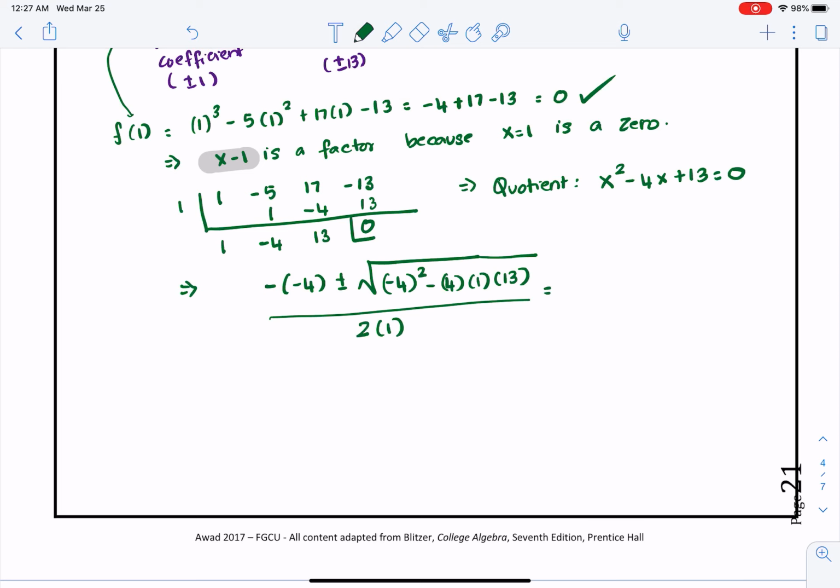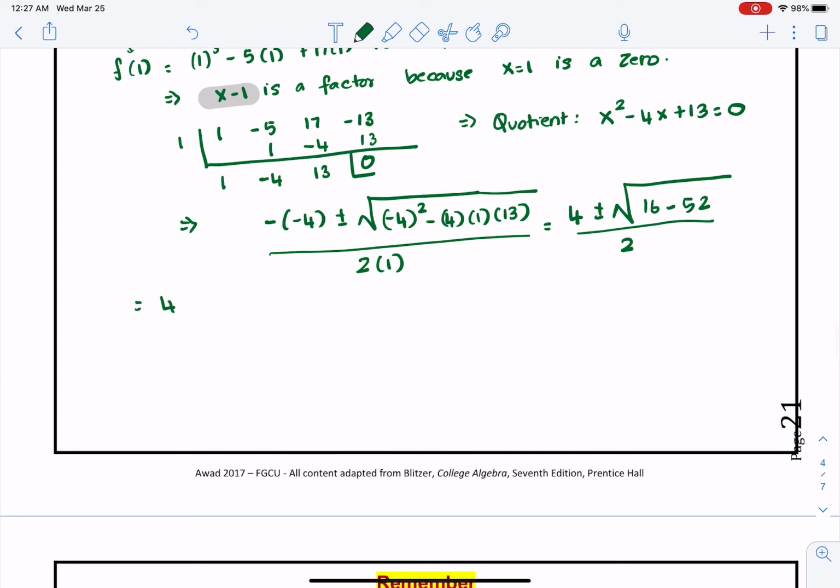divided by 2a. So we have 4 plus or minus the square root of 16 minus 52, which would give us 4 plus or minus the square root of negative 36, over 2. So here, when I bring the negative 1 out of the square root, I get i. So the square root of 36 over 2, and the square root of 36 is 6.